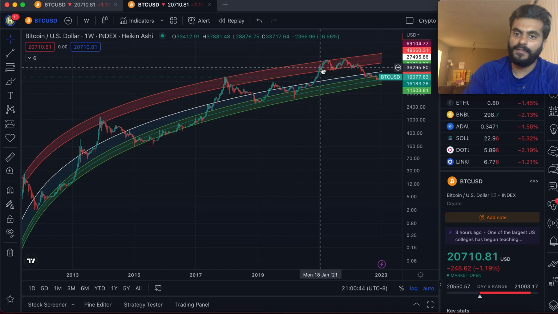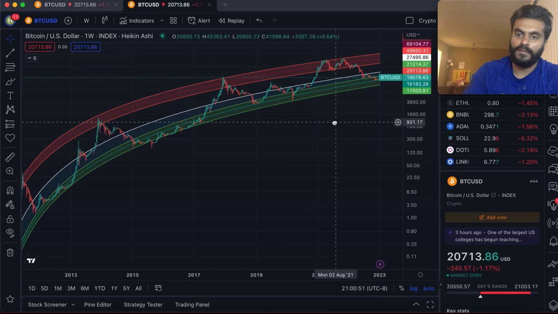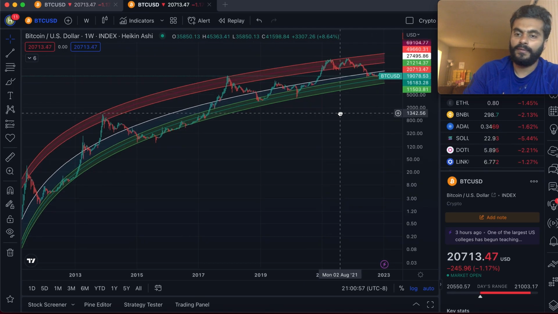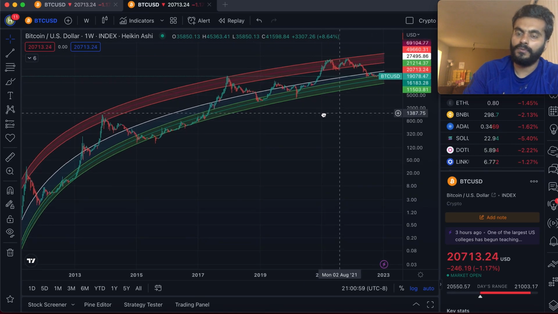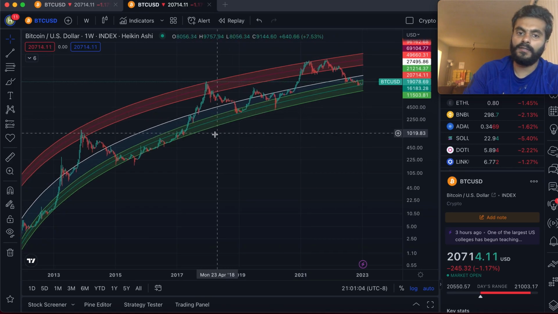But as this is an increasing function of logarithmic regression, these prices may change as we go into 2023, and they will move up. So this is the logarithmic regression view of Bitcoin.